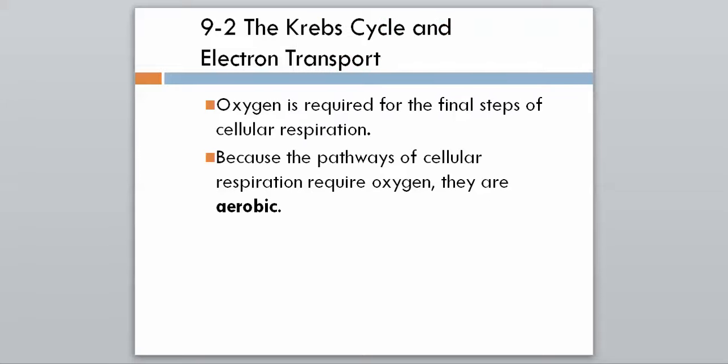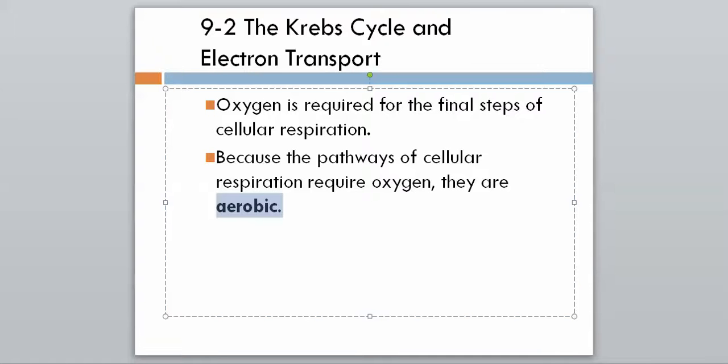So to get started here, oxygen is required for the final steps of cellular respiration, being the Krebs cycle and electron transport, and because the pathways of cellular respiration require oxygen, they are considered to be aerobic. So aerobic is a very important word here. I'm going to make it big to show how important it is. It shows that oxygen is required for this reaction to occur. And remember, we said anaerobic meant without oxygen, so if you put that A in the front, that always means without. So anaerobic is without oxygen, aerobic is with oxygen.